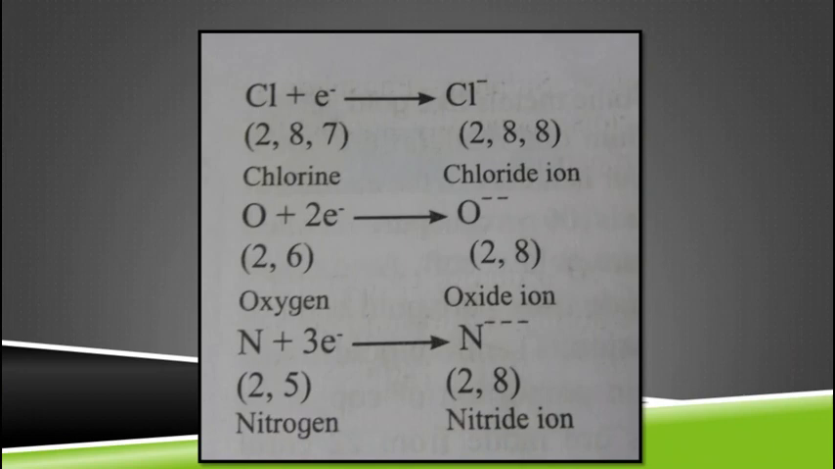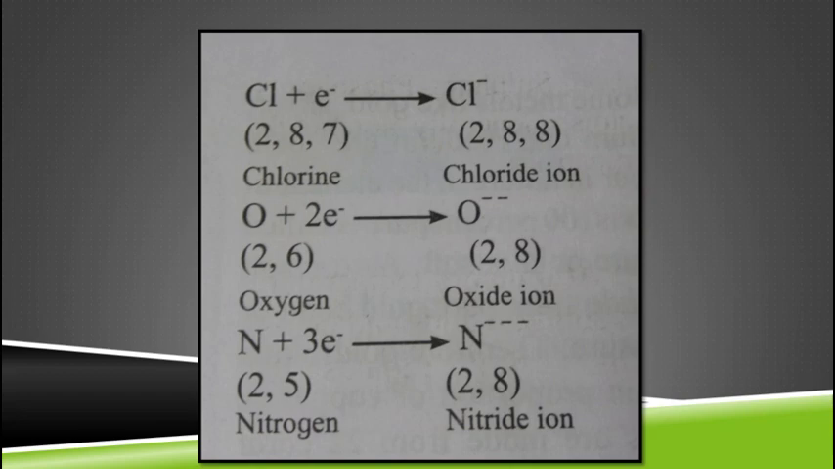Here some examples are given. Chlorine will accept one electron and acquire a negative charge, which you can see in the reaction, Cl minus. The electronic configuration of chlorine is 2, 8, 7, and after accepting an electron it becomes 2, 8, 8. Students, why do non-metals accept electrons? To attain stability or to complete their octet.